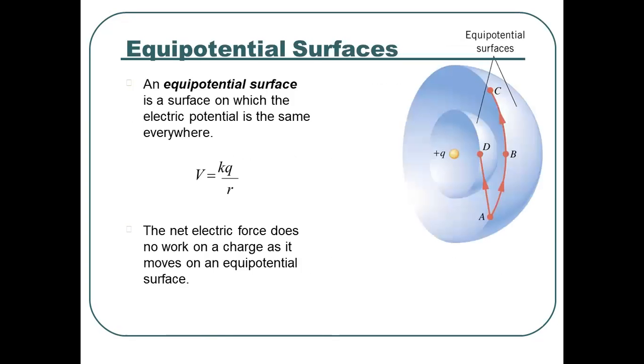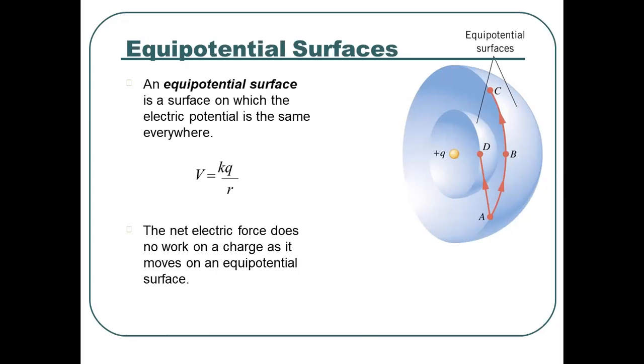Okay, so we have your equipotential surfaces. An equipotential surface is a surface on which the electric potential is the same everywhere. V is equal to kQ all over r. The net electric force does no work on a charge as it moves on an equipotential surface.